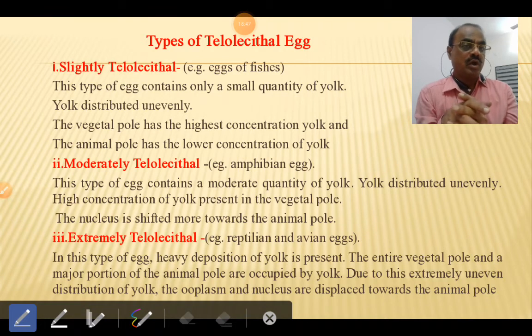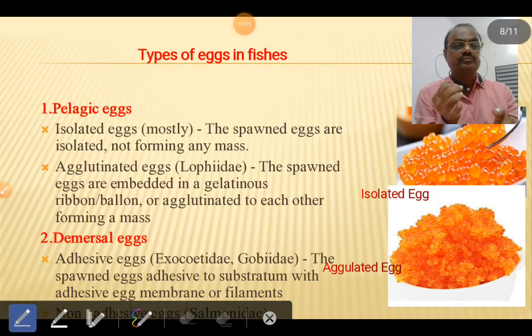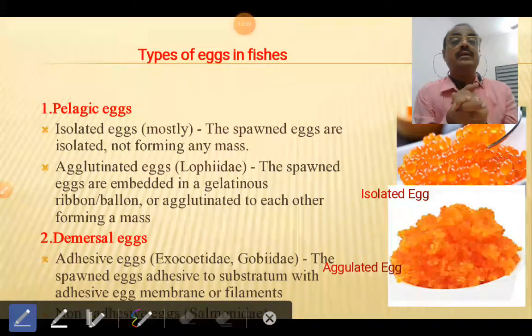So, telolecithal eggs are again divided into three types according to the position of yolk. These are slightly telolecithal, moderately telolecithal, and extremely telolecithal. And now, friends, what type of eggs are found in fishes?